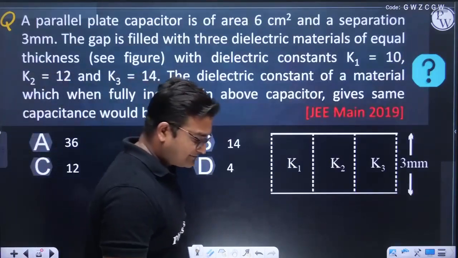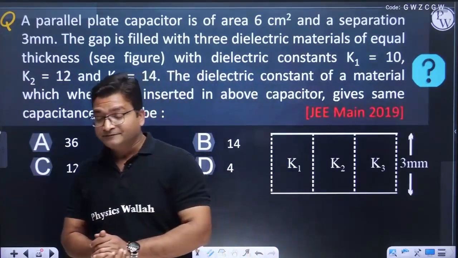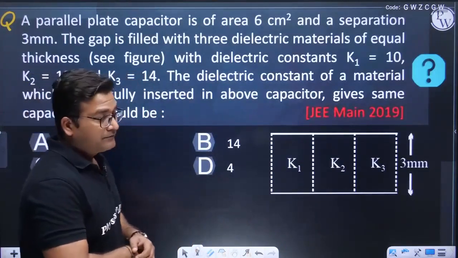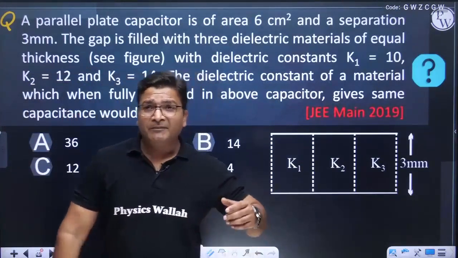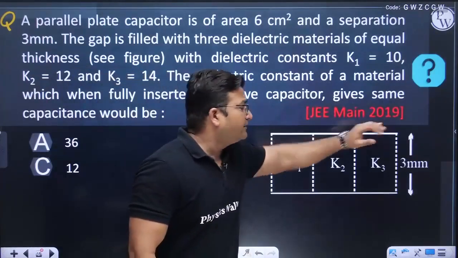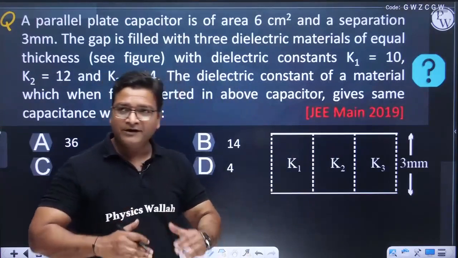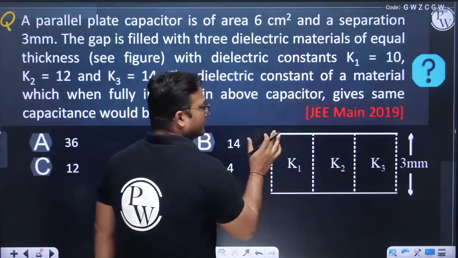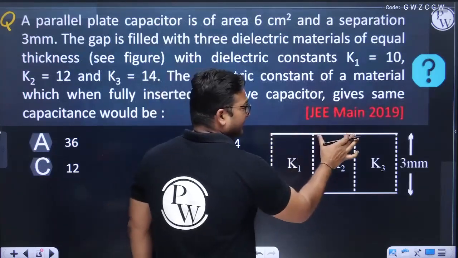Next question. This is again a very important question, so let us study. This time we have a parallel plate capacitor again. The whole area is 6 centimeter square. Let me consider this area as A. The whole area is A. Actually, the area is divided into 3 parts.